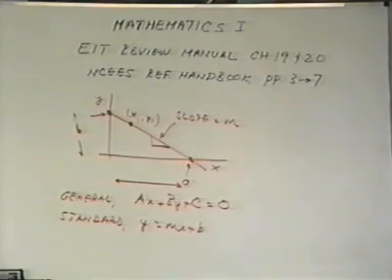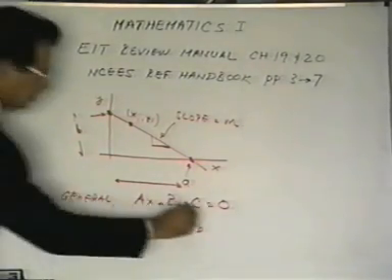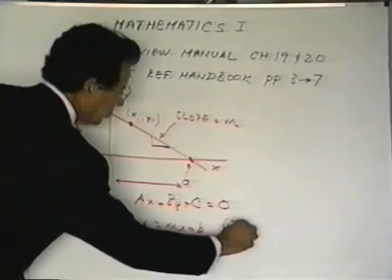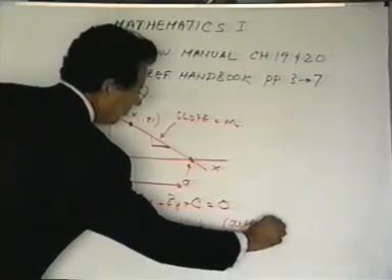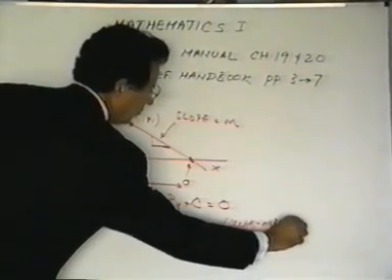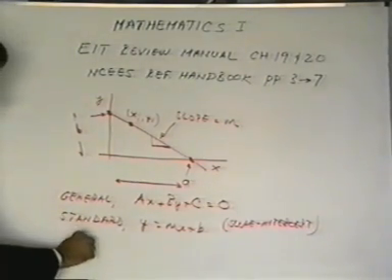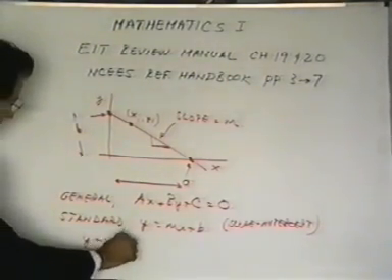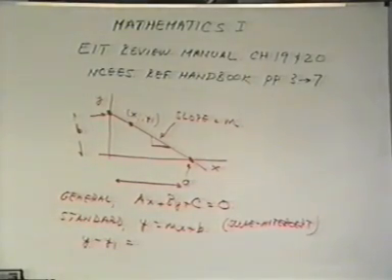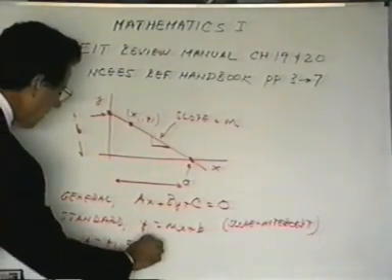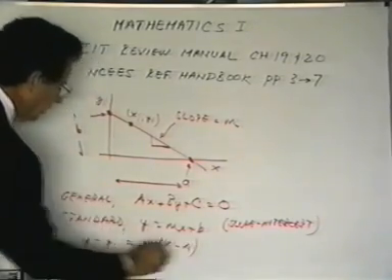Now, if y equals mx plus b, we also call this the slope-intercept form. There's one other form which is also fairly common, but not as common as the standard form, and that is to write the equation this way. We would say that y minus y1 is equal to m times x minus x1.